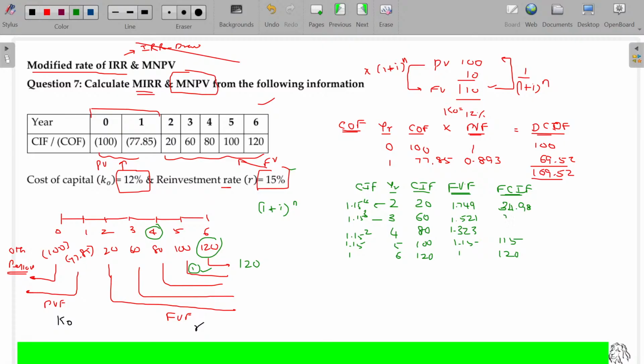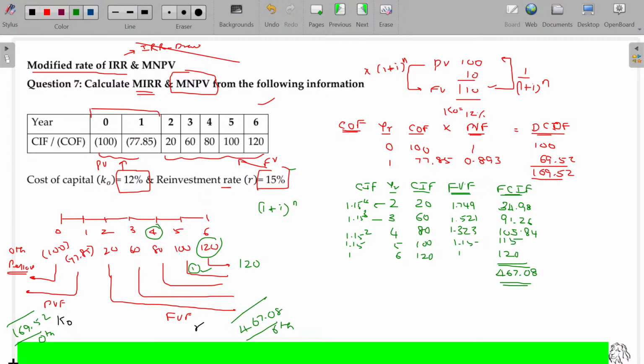Next one being 91.26, and next one being 105.84. Overall total being 467.08. So the outflow in this case being 169.52, inflow being 467.08. Inflow by the end of 6th year, outflow at the 0th period. Now you have to find out the IRR.